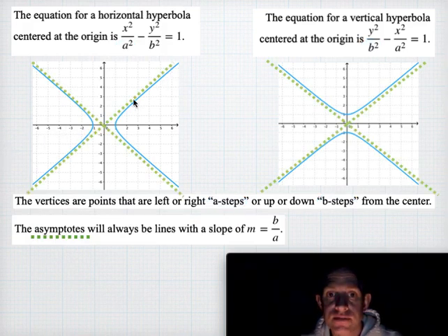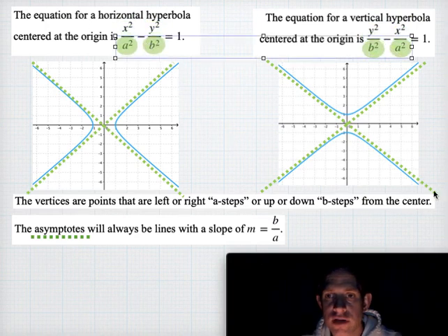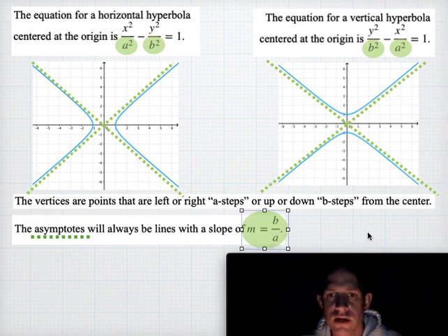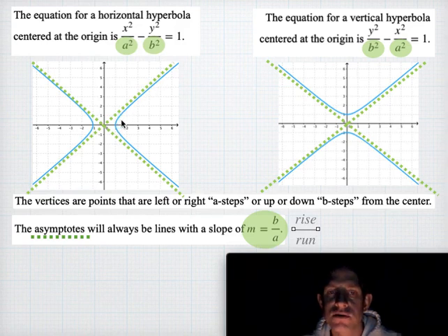The asymptotes are very helpful to find, and the asymptotes are always going to have a slope that is b squared over a squared. Sorry, I said that completely wrong. The slope is always b over a. That's essentially rise over run. And so you look at these numbers, and whatever b and a are, that's the slopes of your asymptotes. In this case, these look like they have slopes of 1. So it's probably just x squared over 1 and y squared over 1.